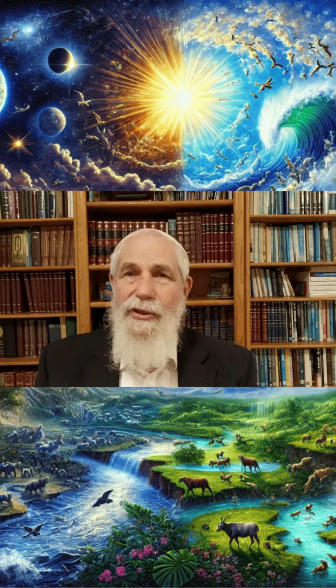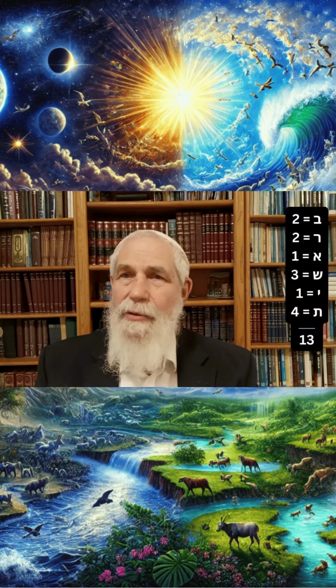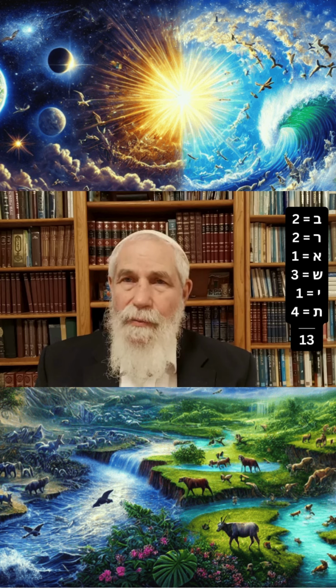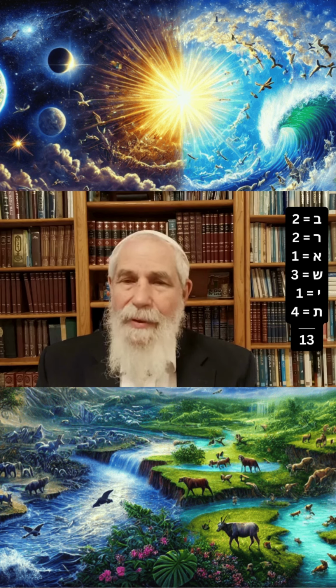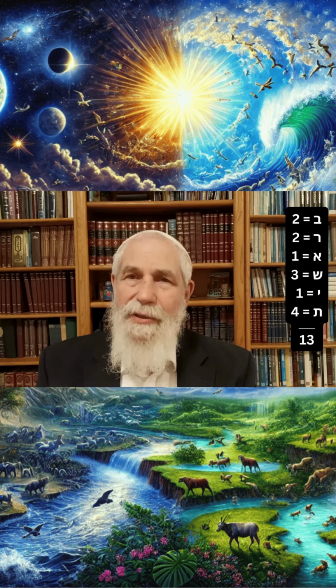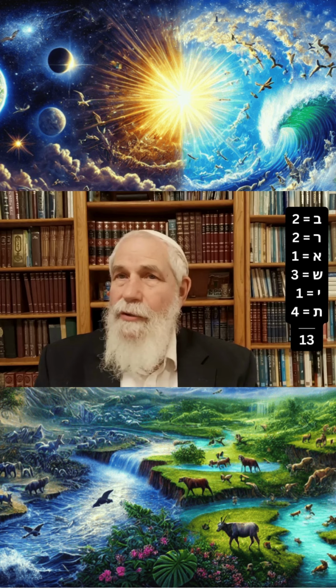So let's look at the word Bereishit in Mispar Katan, reduced numerology. So the Bet equals 2, the Resh equals 200, but that reduces to 2. Aleph equals 1. Shin equals 300, is reduced to 3. Yud equals 10, reduced to 1. And Tav, the last letter, equals 400. It's reduced to 4. So if you add up 2 plus 2 plus 1 plus 3 plus 1 plus 4 equals 13. So what can we learn from this?